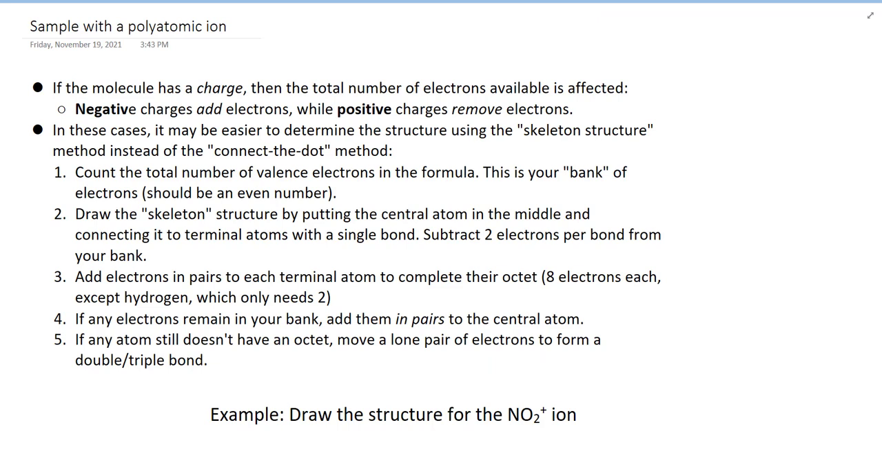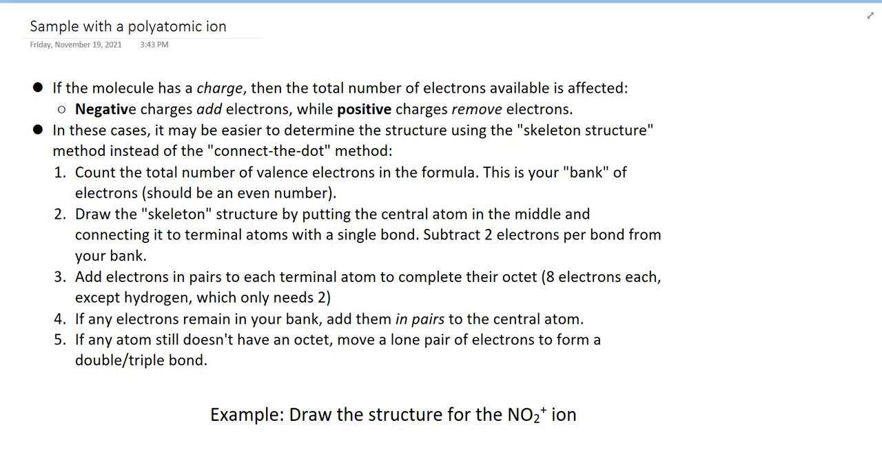In some cases, the connect the dot method won't work. This happens if you are not obeying the octet rule, but it can also happen in some cases where the number of electrons that an atom would normally start with as far as its valence electrons has changed because the overall molecule has a charge. A charge is a difference in the number of electrons compared to the number of valence electrons you started with.